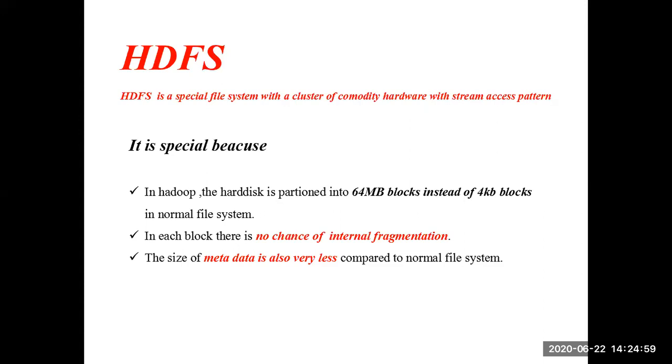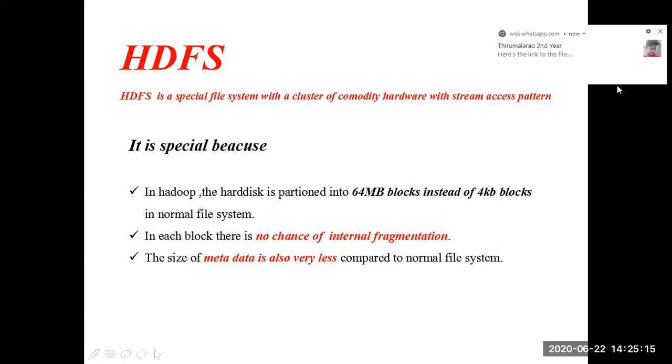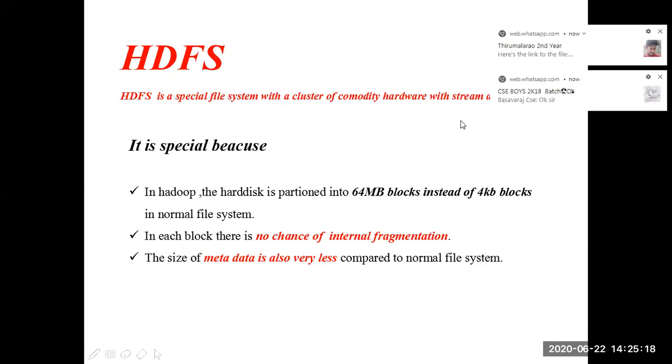But in a normal file system, the block size is 4 KB. For example, if we have a file of 2 KB, it will be stored in a 4 KB block. The remaining 2 KB of space is going to be wasted, and it cannot be used by any other file. That's why in a normal file system we have internal fragmentation. In Hadoop, there is no chance of internal fragmentation. Next, since the block size is larger, the metadata size will be less when we compare with the normal file system, where the block sizes are 4 KB.